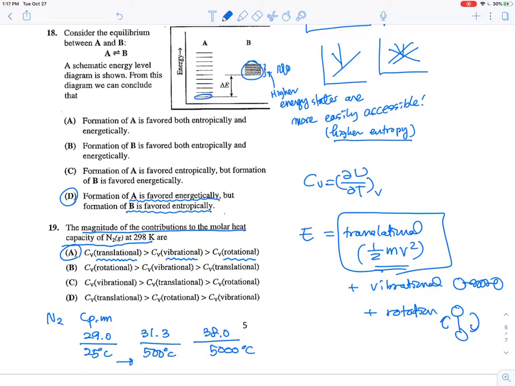The higher the temperature you go, the contributions from the other things become much more significant, because the molecule vibrates and rotates. Those energies are high enough to contribute. So I think my answer is A. Translational is the highest contribution, then vibrational, and the rotational comes at the end.